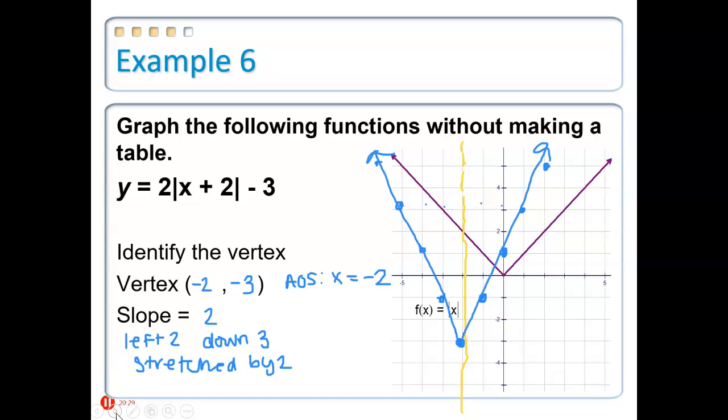Just like a line, there are arrows at the top of the absolute value, indicating it continues in both directions forever. My domain is always all reals, and my range in this case is all values, including -3, up to infinity.